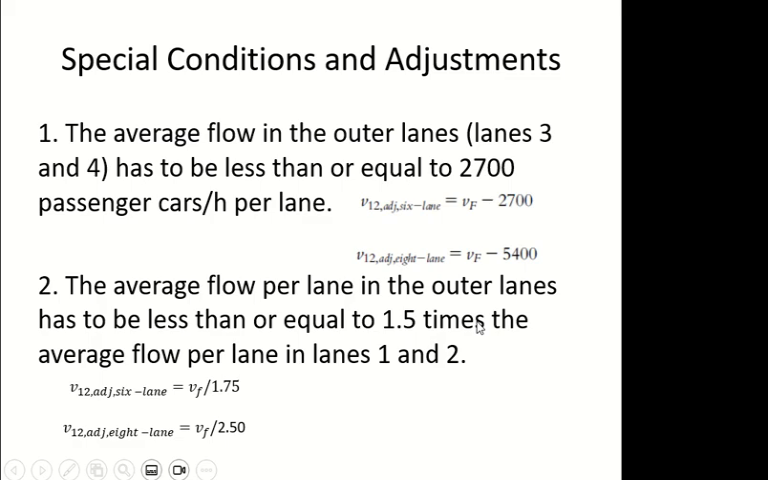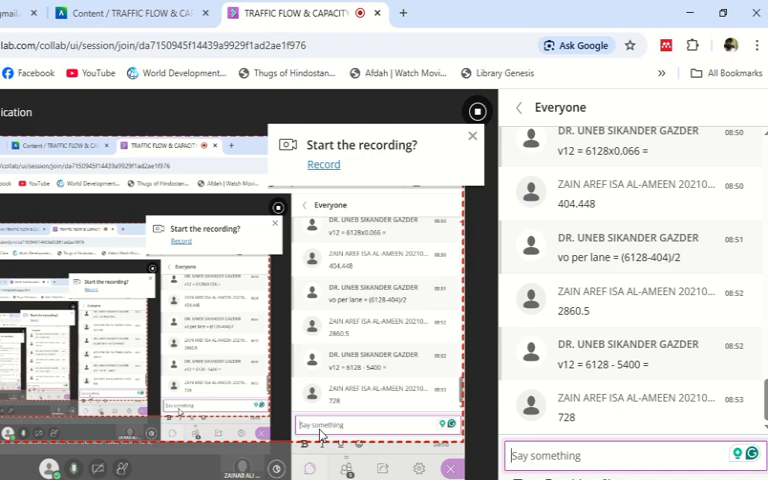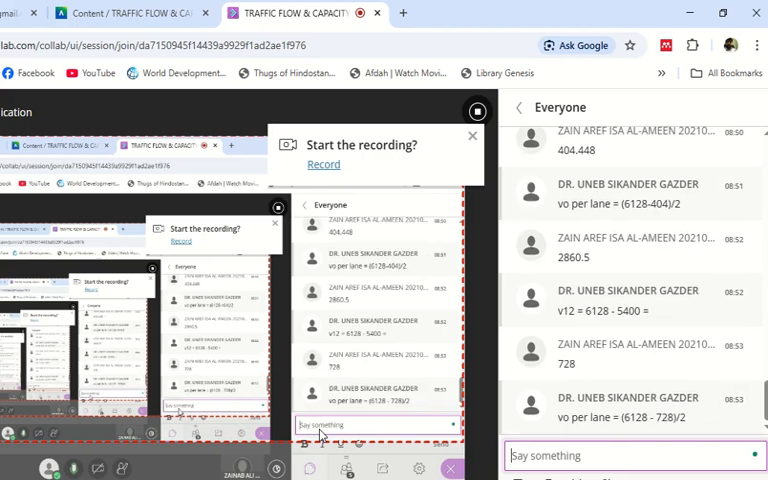Now on this 728, because the first value, 404, did not satisfy the first check, I don't need to continue with it. So I will move on to the second check with the new value now, 728. Again I need the outer lane volume. So V per lane, the total was 6128. The new V12 is 728. Divide by 2 for 2 outer lanes.